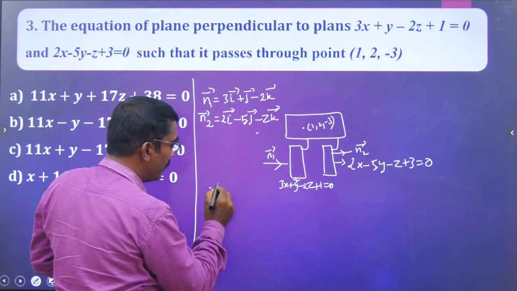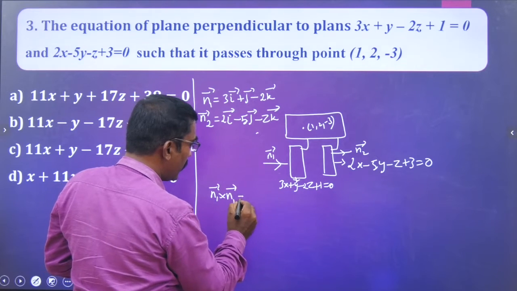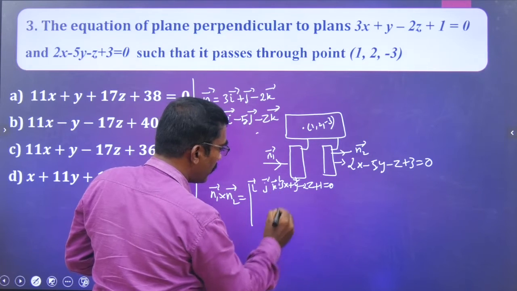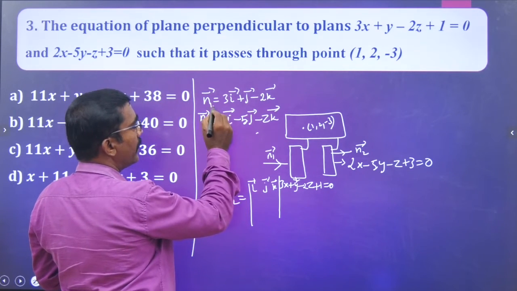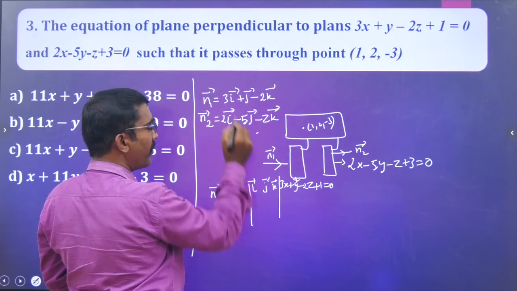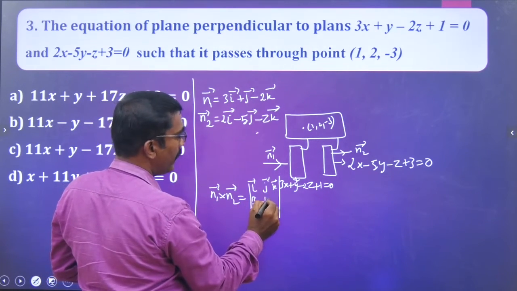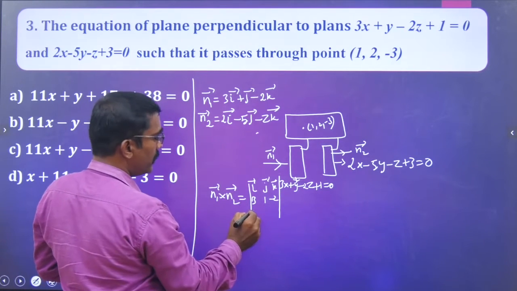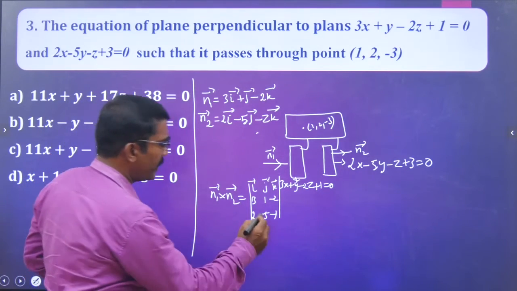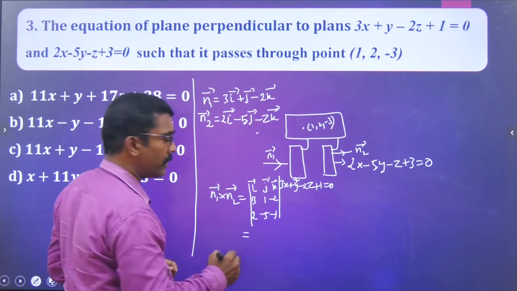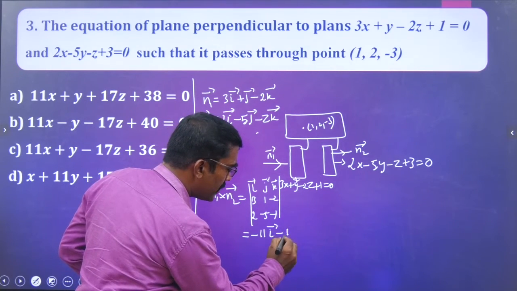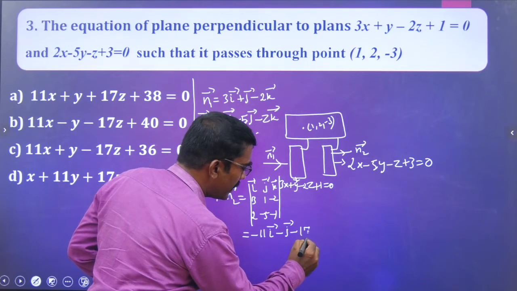This is n1 vector cross n2 vector, equal to the determinant of i vector, j vector, k vector. The value of n1 vector is 3i vector plus j vector minus 2k vector, with coefficients 3, 1 and minus 2. We already know that. The next row is 2, minus 5, minus 1, right? Next, after simplification, we have an ordinary determinant expansion: minus 11 i vector, minus j vector and minus 17 k vector.